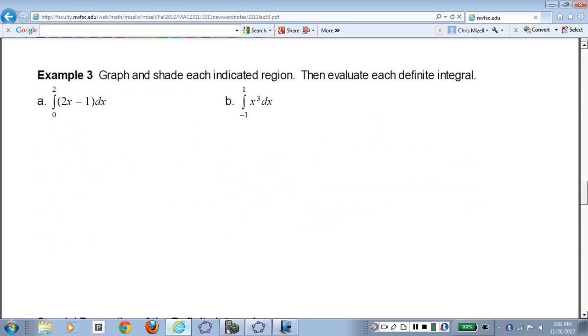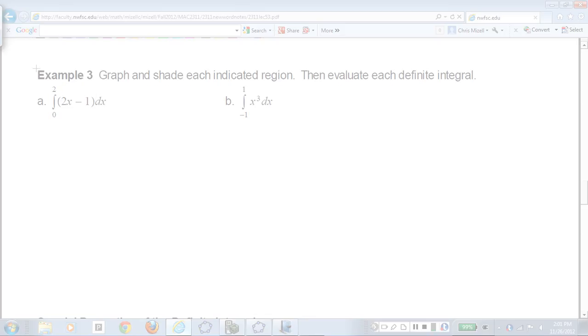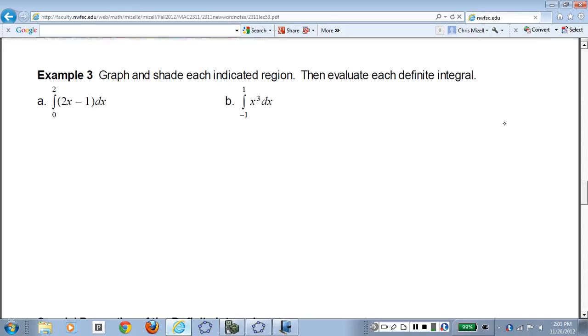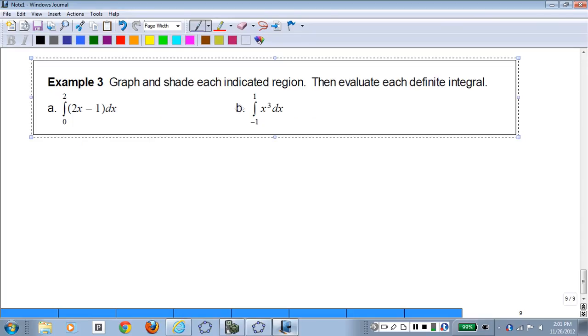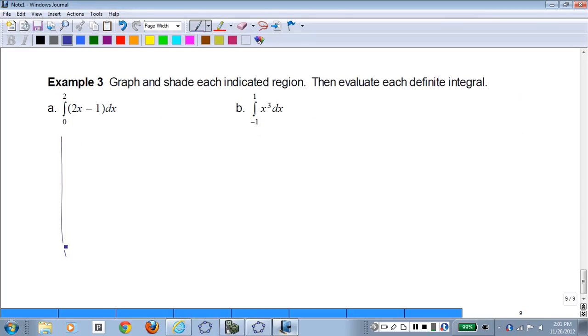Sample 3, a little different, because for the first one that we've looked at, a portion of the graph is below the x-axis. For this one, 0, 1, 2. 2 times 0 is 0, minus 1 is negative 1. 2 times 1 is 2, minus 1 is 1. And 2 times 2 is 4. 4 minus 1 is 3. So 1 up there somewhere.